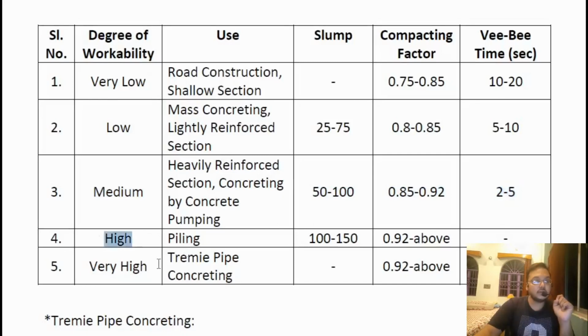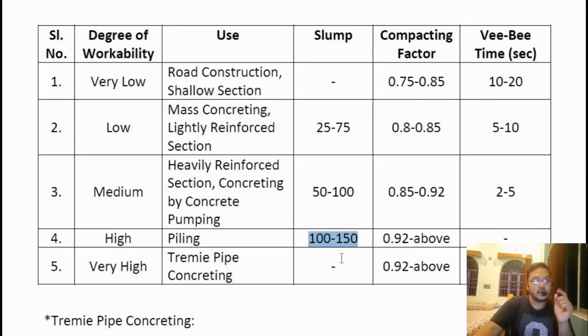For concretes with high and very high degrees of workability, you can note that we don't have any VB time. But for the high degree of workability, we have a slump of 100 to 150 mm. Most of it will be totally slumped down. The cone will be slumping down, and we will have a huge slump height.